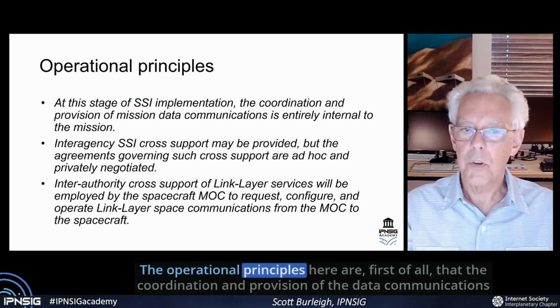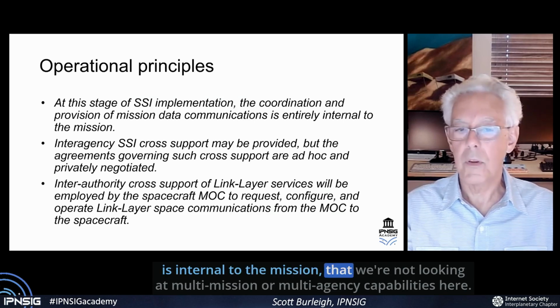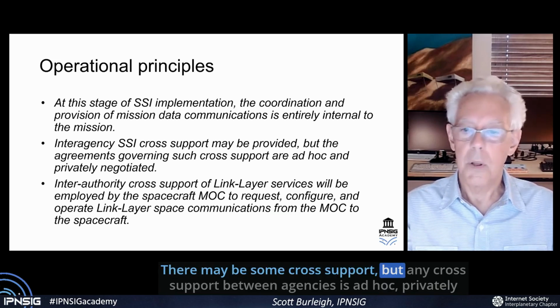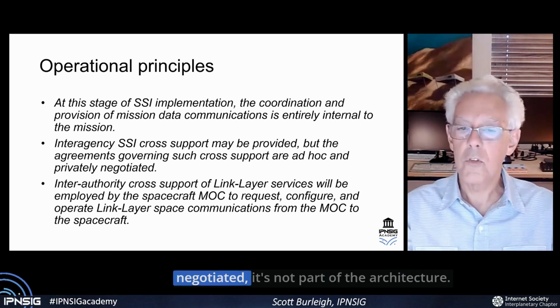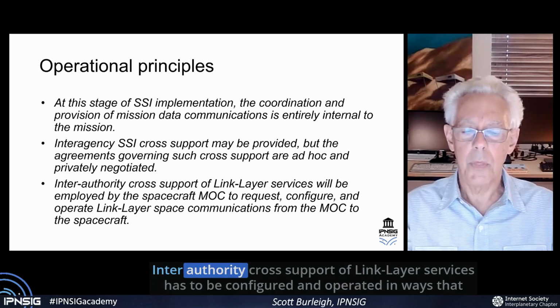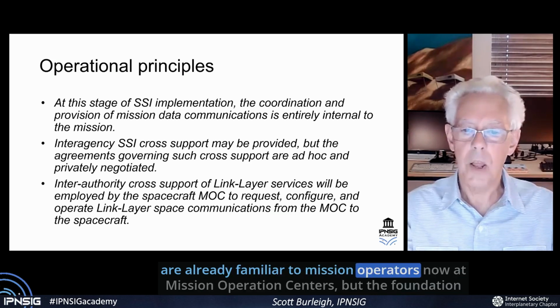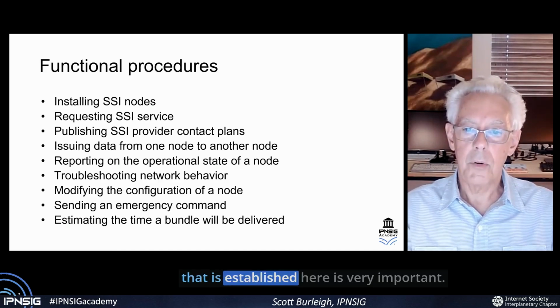The operational principles here are, first of all, that the coordination and provision of the data communications is internal to the mission. We're not looking at multi-mission or multi-agency capabilities here. There may be some cross-support, but any cross-support between agencies is ad hoc, privately negotiated. It's not part of the architecture. Inter-authority cross-support of link layer services has to be configured and operated in ways that are already familiar to mission operators now, mission operation centers. But the foundation that is established here is very important.